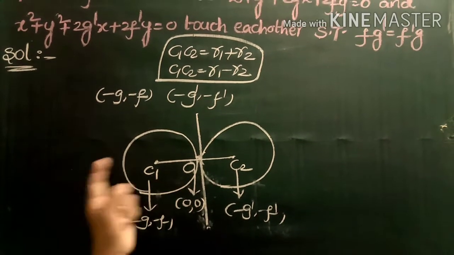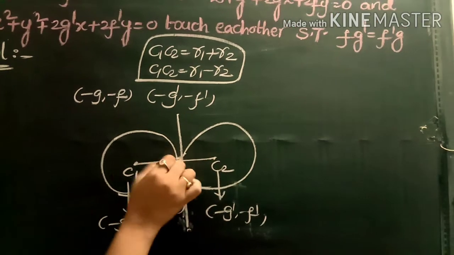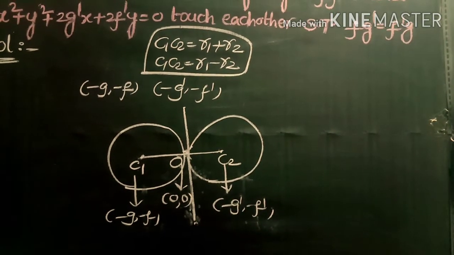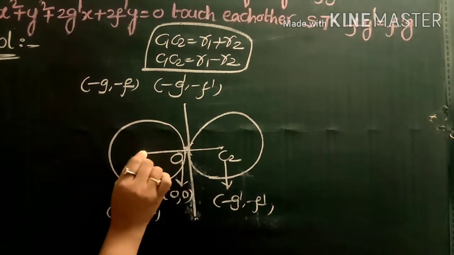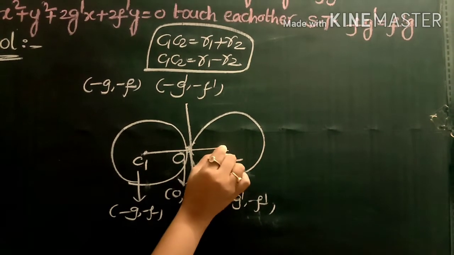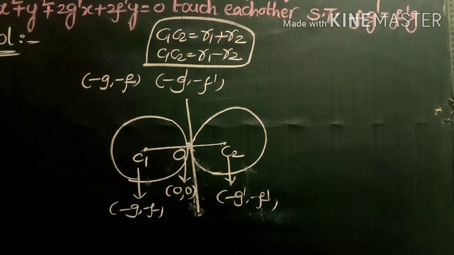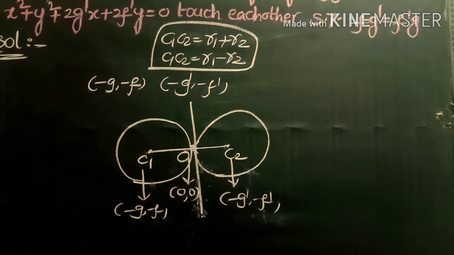Now clearly from the diagram the points C1, O, C2 are collinear. What is the condition for collinear points? Slope of OC1 is equal to slope of OC2. By simply applying that condition we can get the required answer. This is a shortcut procedure to solve this problem.